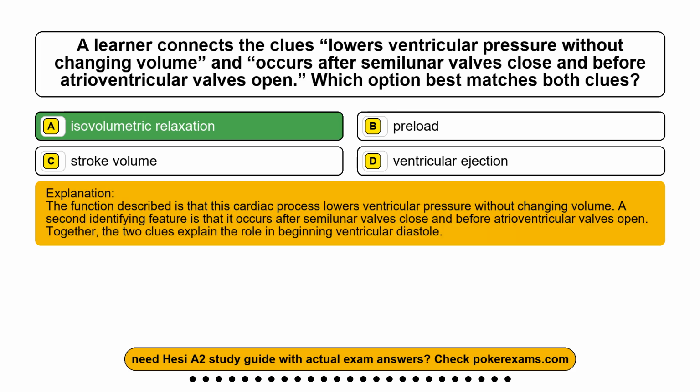The function described is that this cardiac process lowers ventricular pressure without changing volume. A second identifying feature is that it occurs after semilunar valves close and before atrioventricular valves open. Together, the 2 clues explain the role in beginning ventricular diastole.